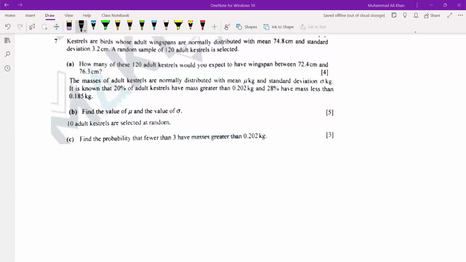So now it's a question of permutation and combination, the second last question of your exam. And now the last question, question number 7, is a pure question of normal distribution.